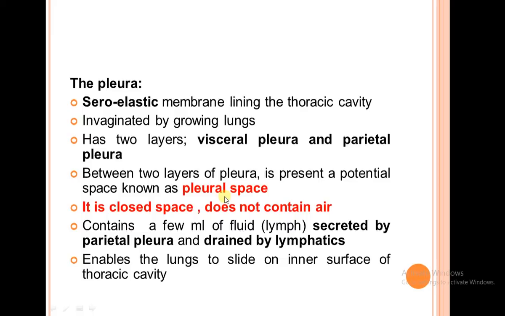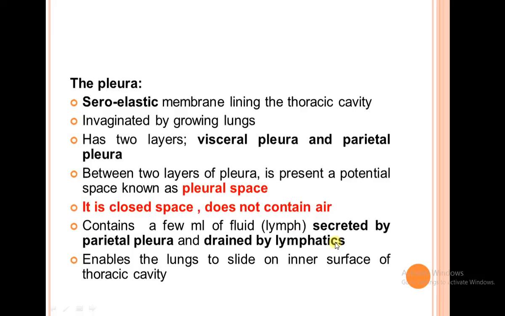It's a very small space which does not contain air. It's a closed space, does not communicate with the exterior or with any inner structures of the lung. It does not contain air, but it contains a few ml of a fluid which is basically the lymph. This fluid is called pleural fluid, and it is secreted by the parietal layer of the pleura, and this fluid is drained by the lymphatics.